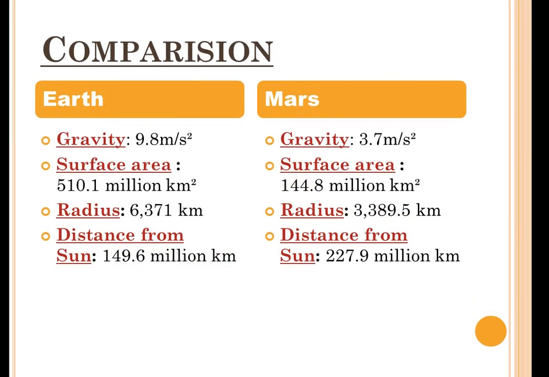Next, a little comparison between Earth and Mars is that Earth has a gravity of about 9.8 meters per second squared. In schools, they'll tell you that it's 10. They're also not wrong. They just want to make it easier for you. Whereas Mars's gravity is pretty low, which is 3.7 meters per second squared.